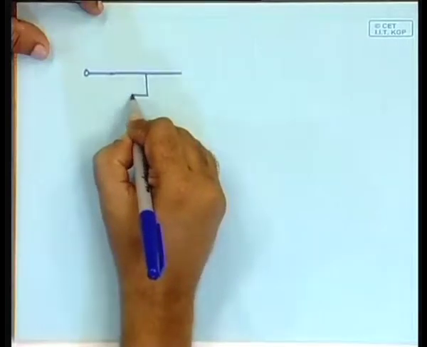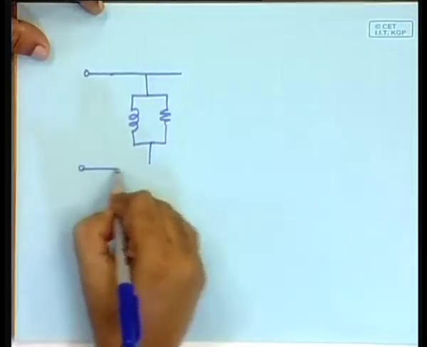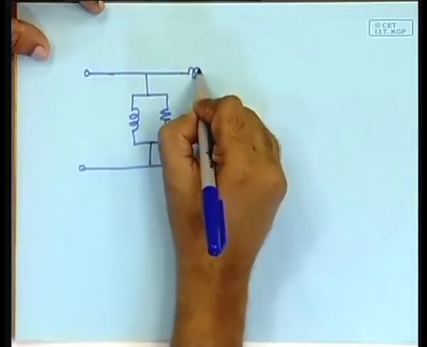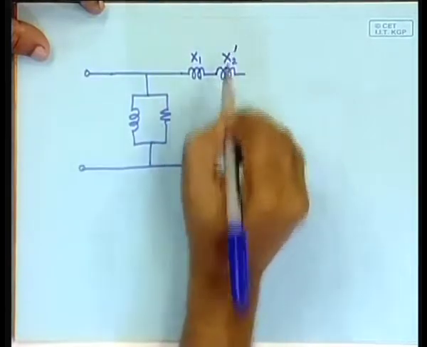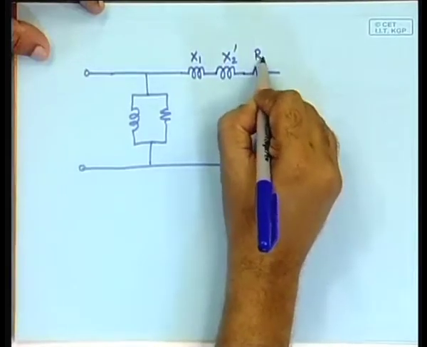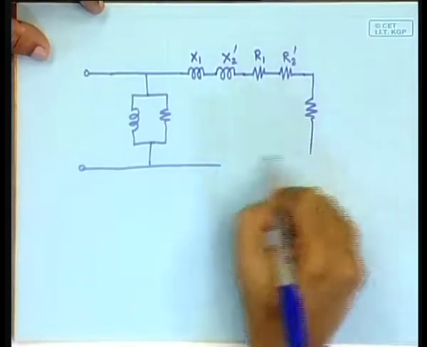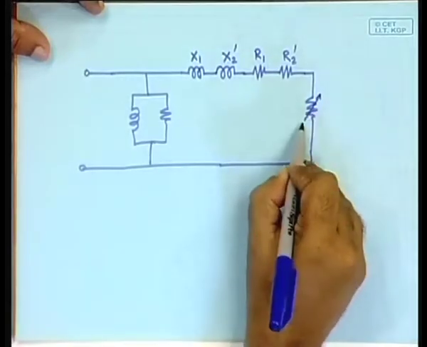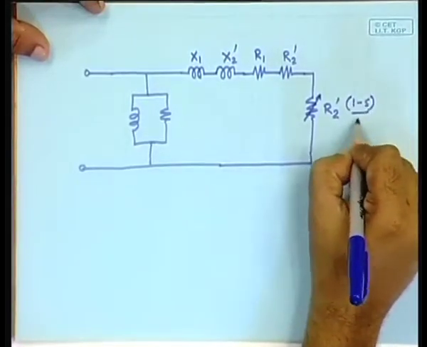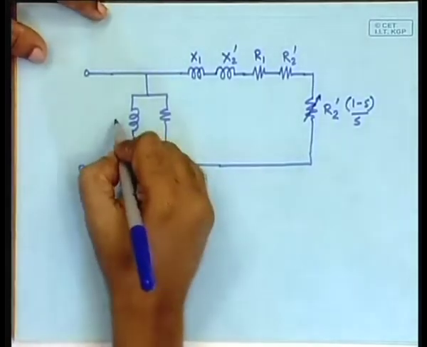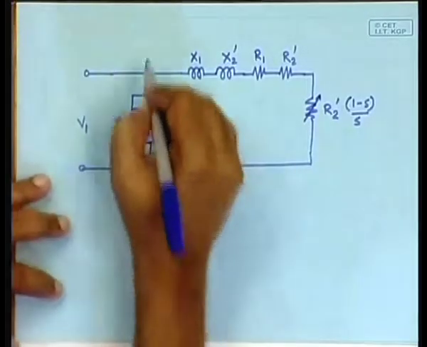first the magnetizing branch, then the x1, x2 prime, r1, r2 prime, and then here there will be a variable resistance, because it is a variable quantity, r2 prime (1 minus s) by s. This is the approximate equivalent circuit.